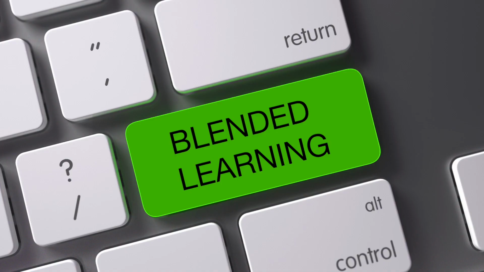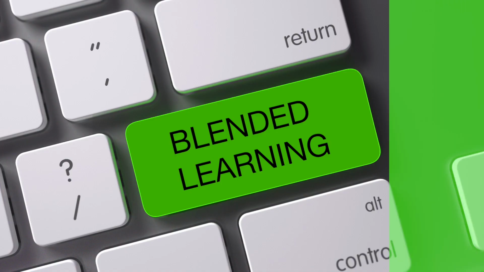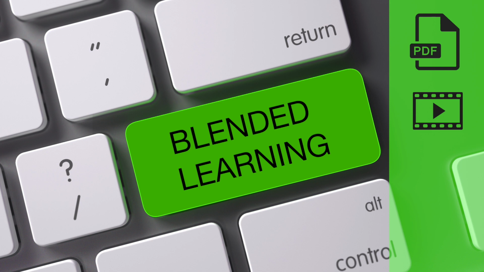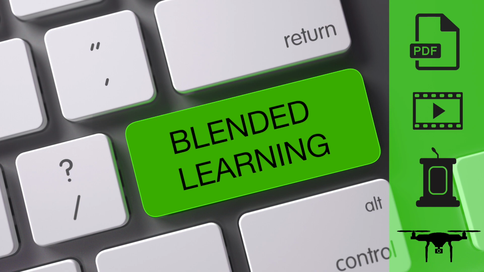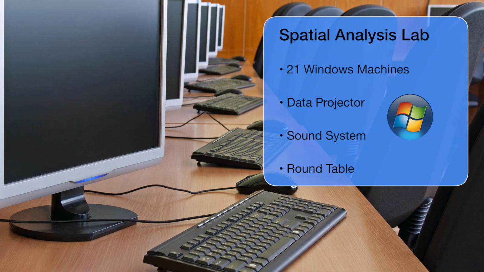The learning environment for this course will be a blended, facilitated approach with readings and video tutorials assigned outside of class and lectures, demonstrations, and performance-based activities taking place in class. Class instruction and demonstrations will take place in the Spatial Analysis Lab. The lab has 21 Windows machines with photogrammetry software, data projector, sound system, and roundtable for seminar presentations.